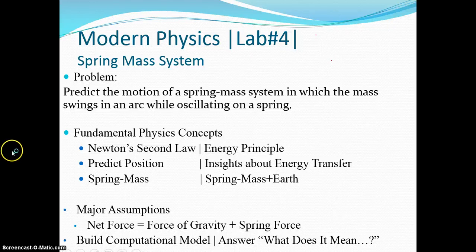Welcome to Modern Physics Lab number 4, Spring Mass System. So our problem is that we need to predict the motion of a spring mass system in which the mass swings in an arc while oscillating on a spring.